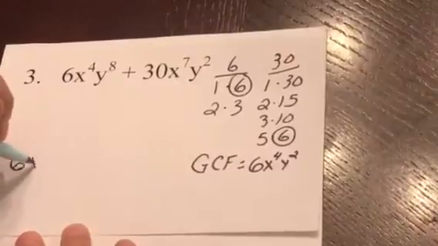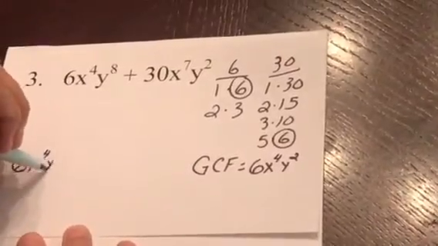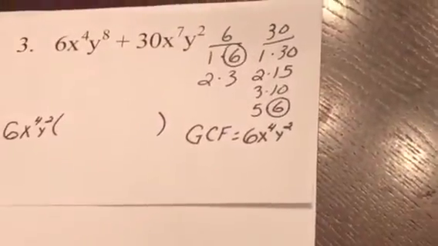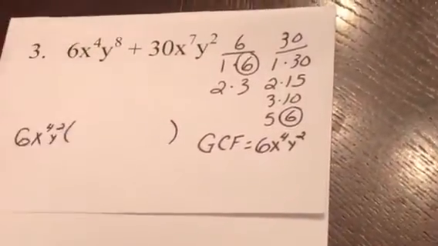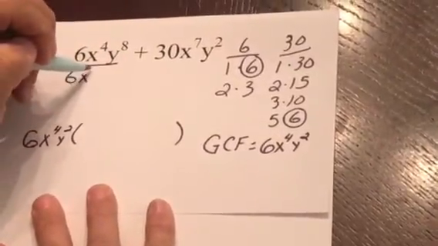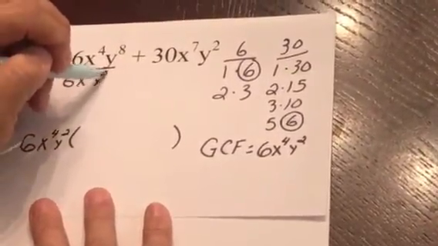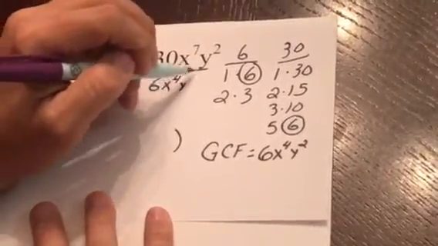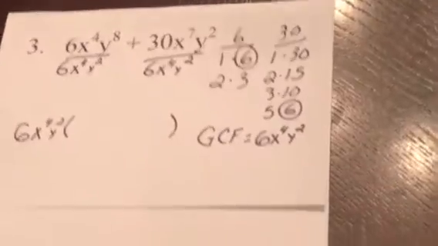6, x to the 4, y to the 2. And then setting up the parentheses so I can write the leftovers inside. Divide 6, x to the 4, y to the 2.